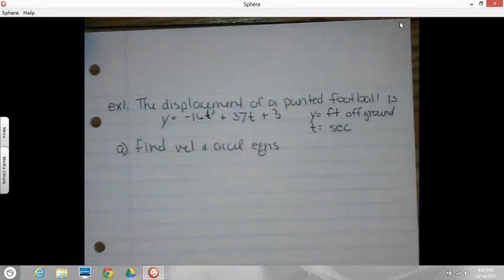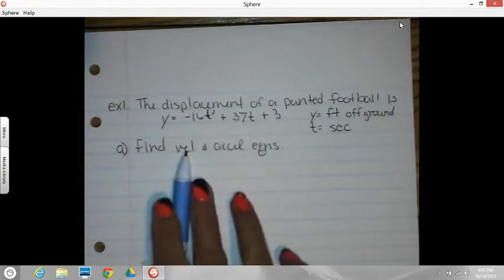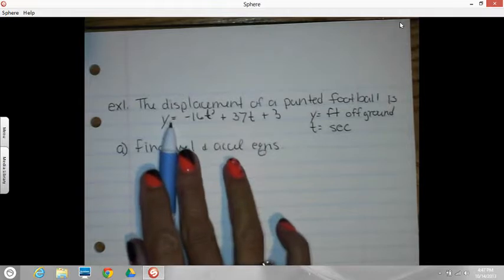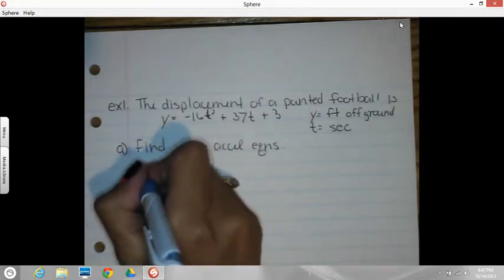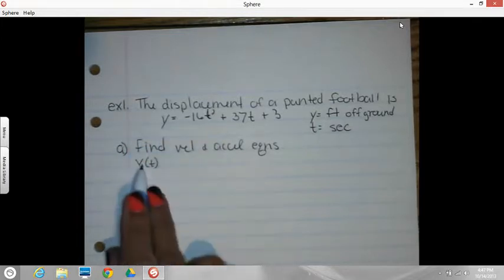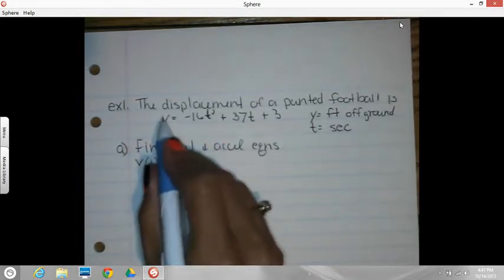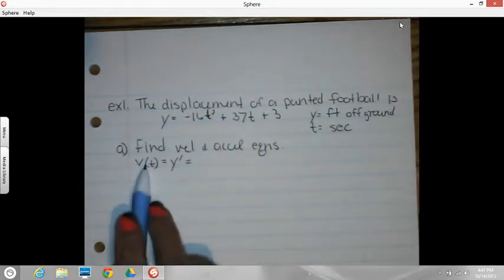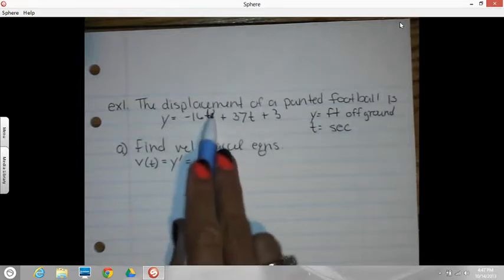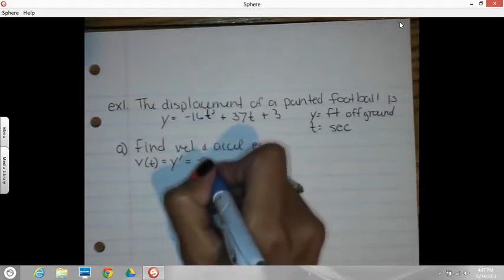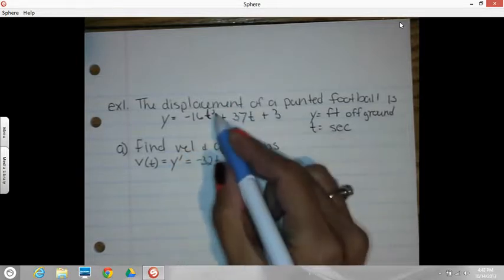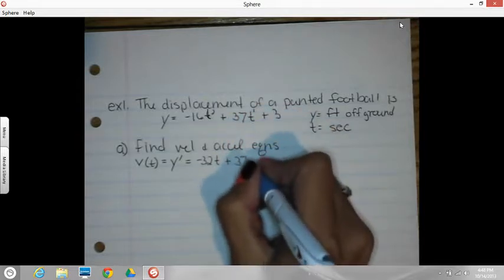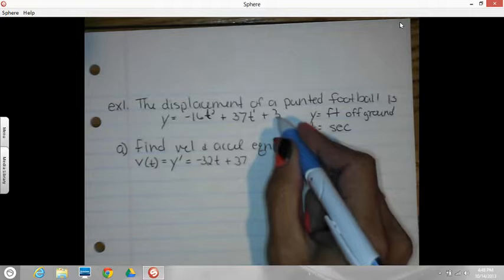Notice it does not tell you to do any derivative stuff. It just says, give me velocity, give me acceleration. You've got to know that velocity is the derivative of distance. This is a distance equation. So velocity, we'll call it v, with respect to time, is the first derivative of distance. So velocity is the y prime. If we do the power rule, that will give us negative 32t to the first plus 37t to the 0, and the derivative of 3 is 0.